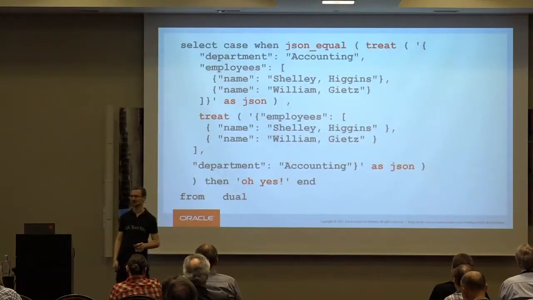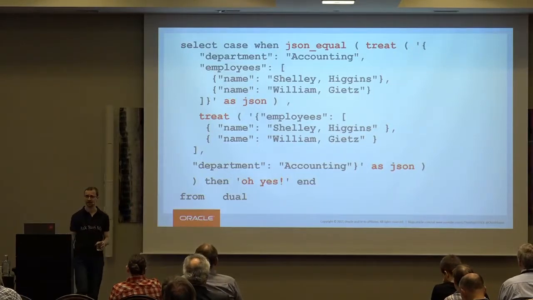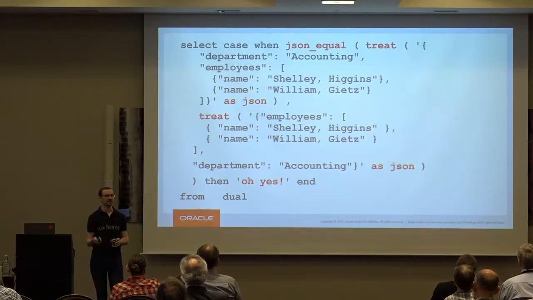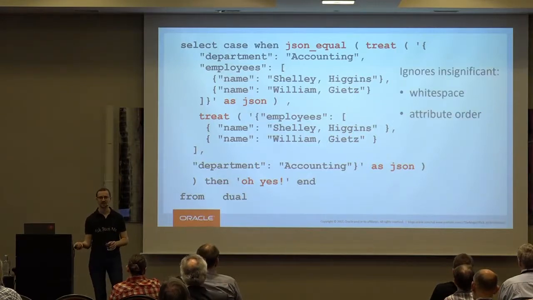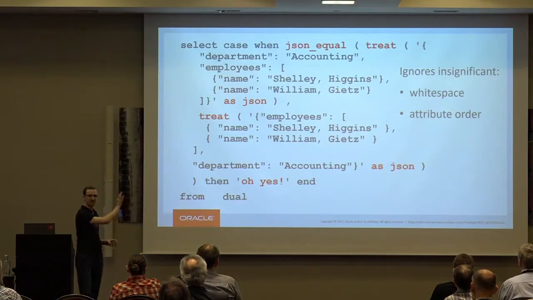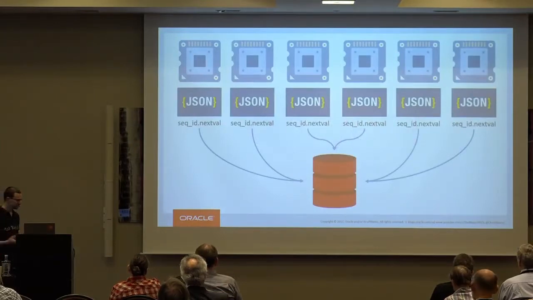So we can do something like this. Note, I've also got this new TREAT thing. We're telling the database, consider this string to be JSON. So we've got those two, passing them to JSON_EQUAL, and as I said, it ignores insignificant white space and attribute order. At first glance, these appear different, but they are in fact the same. So that makes it nice and easy to work with this JSON information. Let's move on.